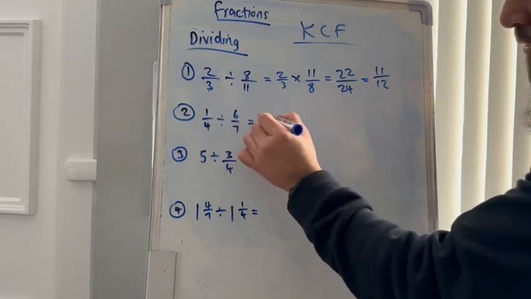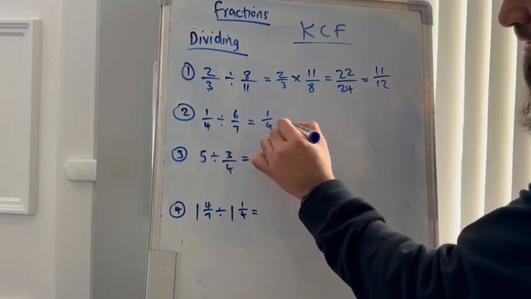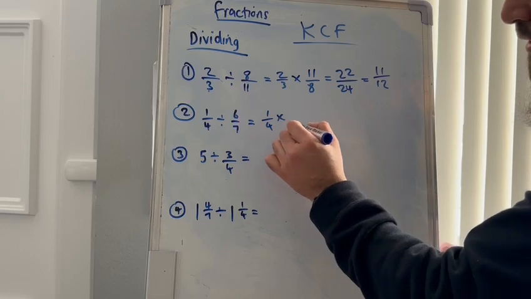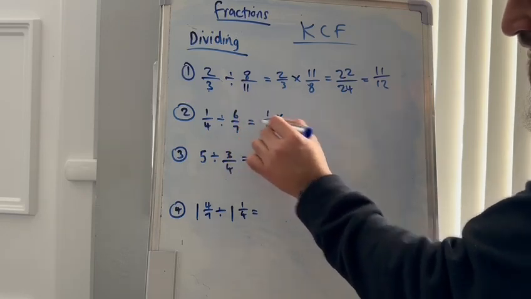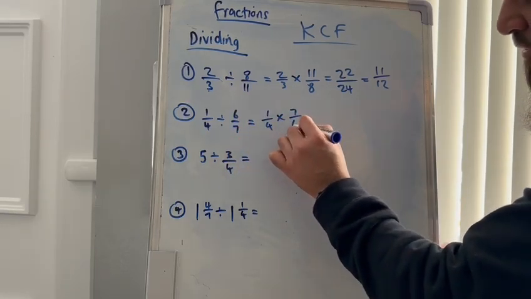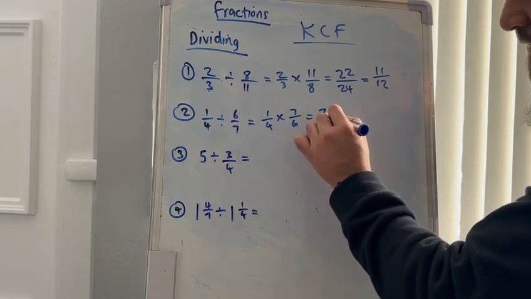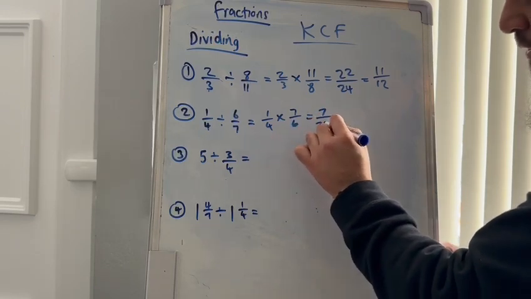Same again, so I keep the 1/4 as it is, I change the division to a times, and I flip the second fraction so it becomes 7/6. So 1 times 7 is 7, 4 times 6 is 24.